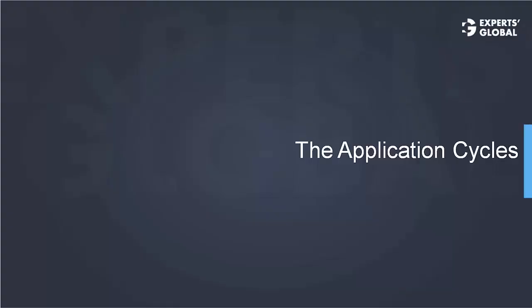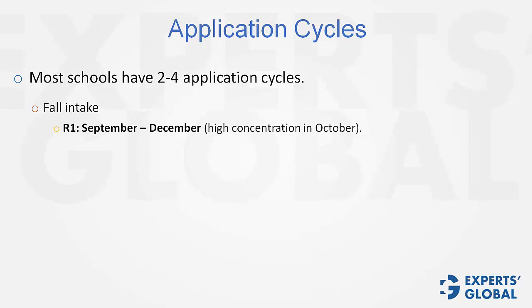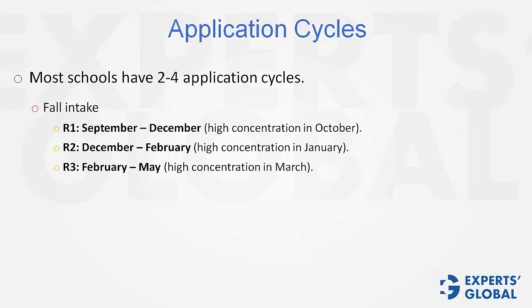The application cycles. Most schools have 2 to 4 application cycles. For fall intake, the round 1 deadlines are between September and December. A high concentration of deadlines is in October. That is where a lot of schools have their deadlines. Round 2 deadlines are between December and February, a high concentration in January. And round 3 deadlines are generally between February and May, with a high concentration in March. Round 3 deadlines are not ideal for international candidates.